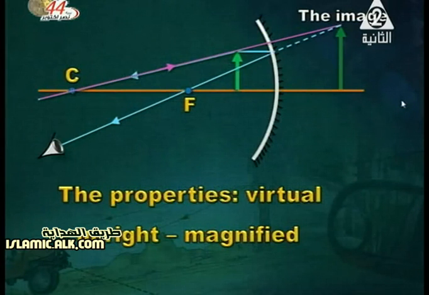Why is this image virtual? Because it is formed due to the intersection of the extensions of the reflected light rays. Also, it is upright. This image is formed behind the mirror, and this is the only case in which the concave mirror forms a virtual image.